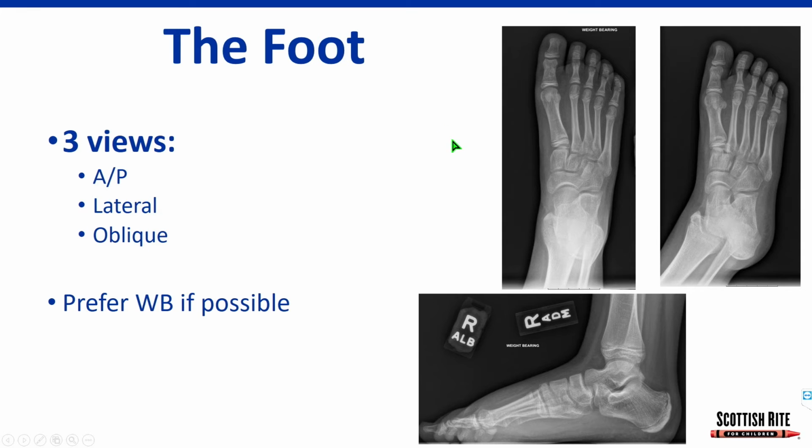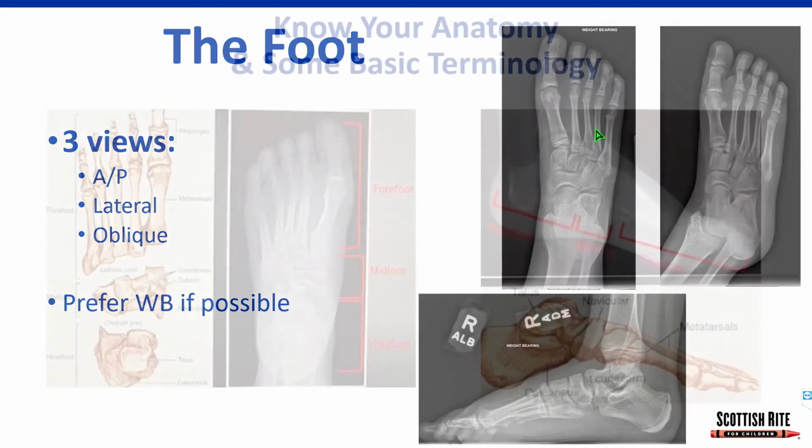So the foot, we get a 3 view on the foot: the AP, the lateral, and the oblique. Again, we prefer weight bearing when at all possible. I think that if you can have the patient make an effort to weight bear, even if they can't fully weight bear, it certainly helps us get a little bit more adequate views.